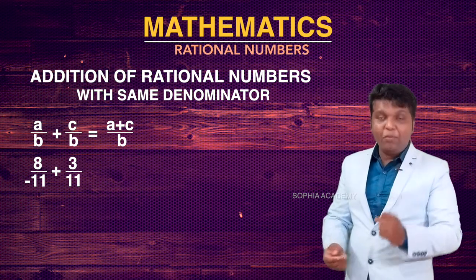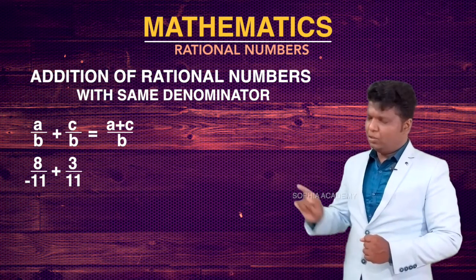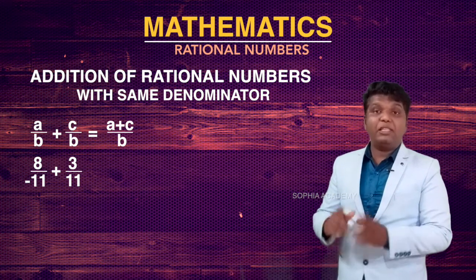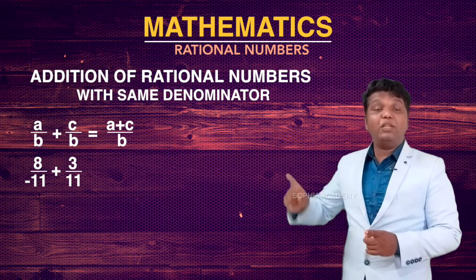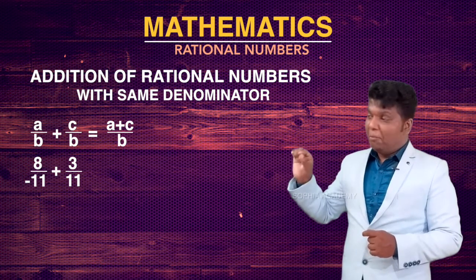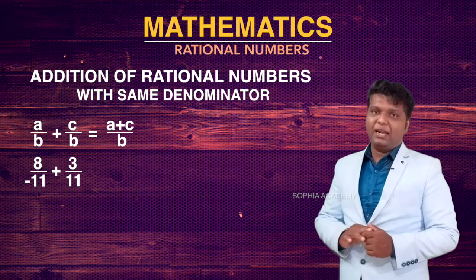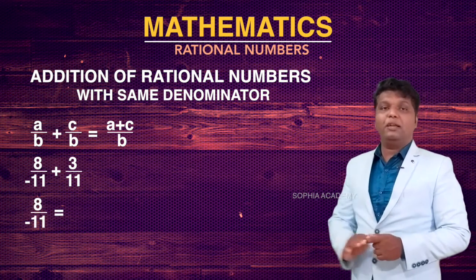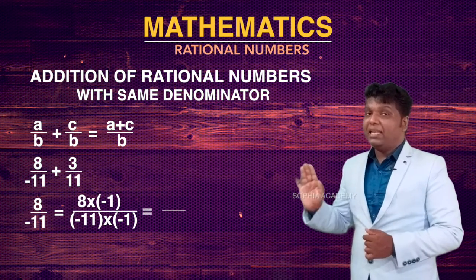In the standard form, the negative part always lies in the numerator. So here you can see 8 by minus 11 is not in the standard form of a rational number. So bring it to the standard form. How to bring it? Multiply minus 1 to the numerator and to the denominator of the first given rational number. So 8 by minus 11, if you multiply the numerator and the denominator by minus 1, it will change to minus 8 by 11.